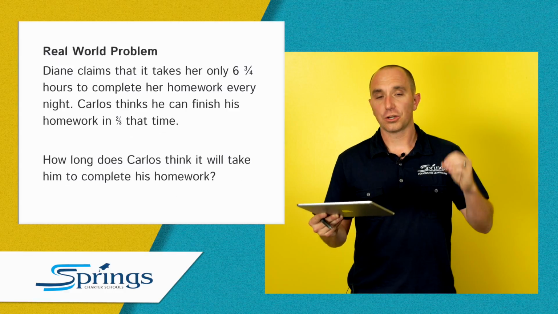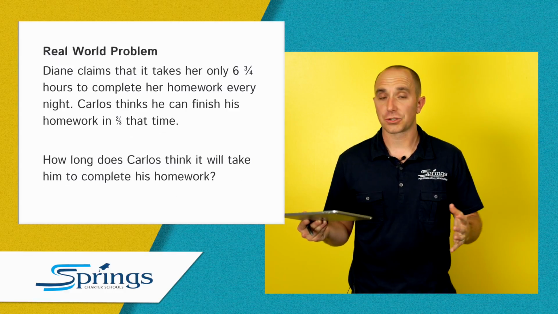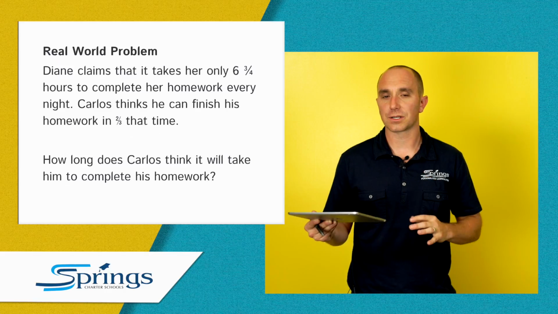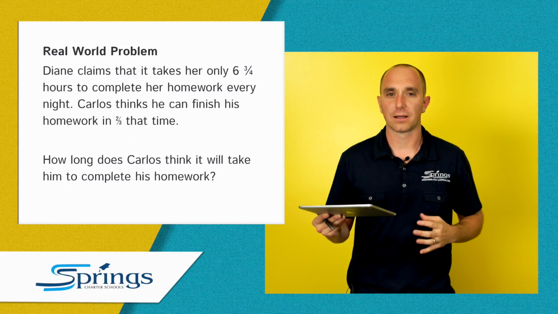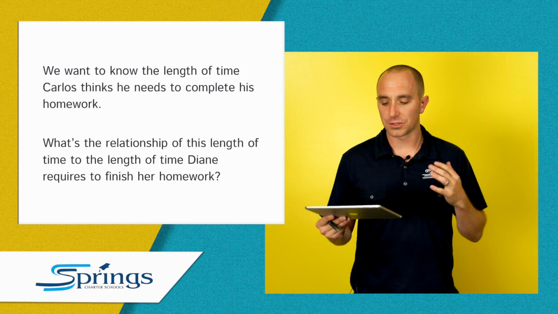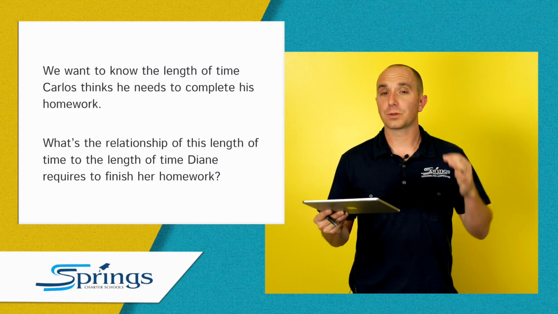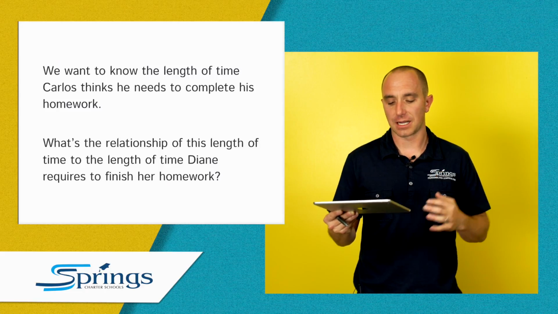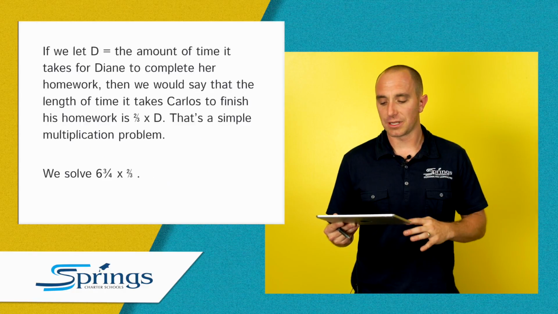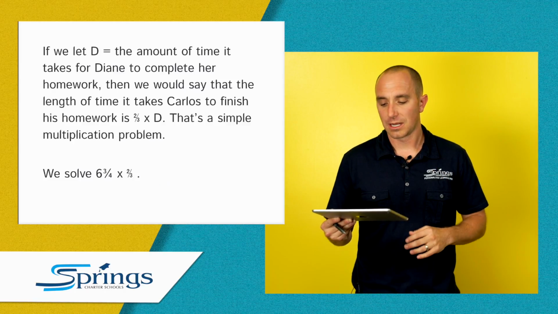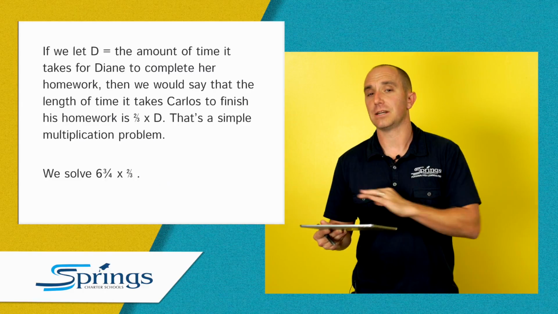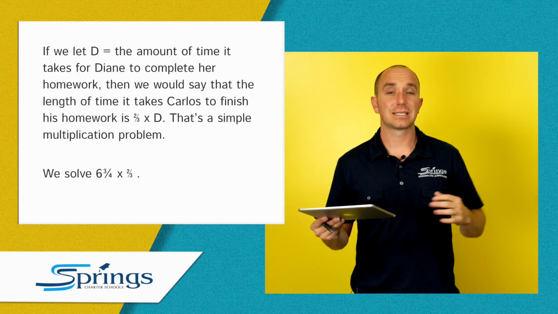But remember, a good way of thinking of multiplication of fractions especially is that if he thinks he can do it in 2/3 of 6 3/4 hours, that "of" is your tip-off that you're going to multiply. So you're going to set it up as a multiplication question. We want to know the length of time Carlos thinks he needs to complete his homework. What's the relationship of this length of time to the length of time Diane requires to finish her homework? If we let D equal the amount of time it takes Diane to complete her homework, then the length of time it takes Carlos to finish his homework is 2/3 of D, or 2/3 times D. That's a simple multiplication problem.